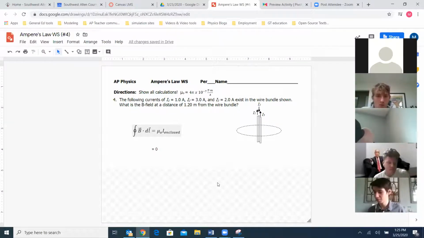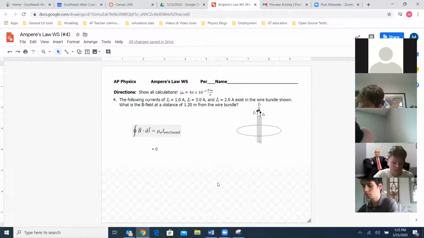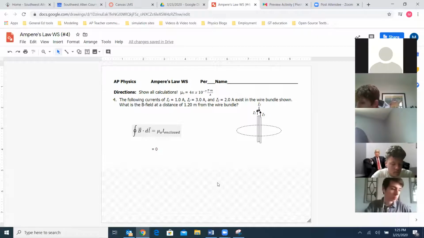Number 5, a conventional current flows through a conducting hoop as shown. Draw on the magnetic field lines with arrows, and then figure out which side of the hoop is north. So this is more of a conceptual question using the right-hand rule. If somebody would like to share theirs when they get that.